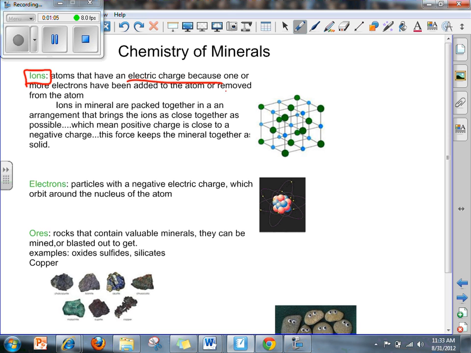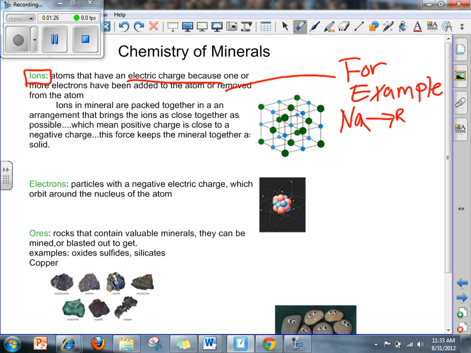So for example, if I just have plain sodium, which is Na, it's just sitting there. Generally, sodium likes to have an electron removed, okay? So if I remove an electron, I'm going to get something called Na+. Na+ means that an electron has been removed from sodium, and now this is an ion.